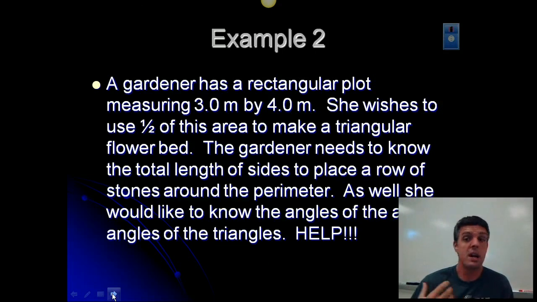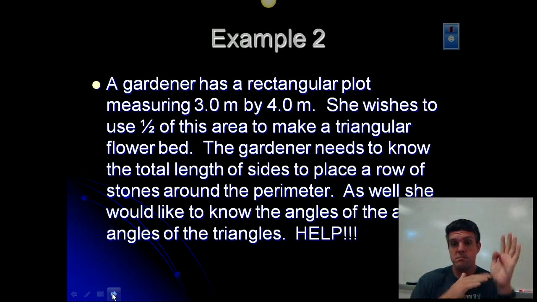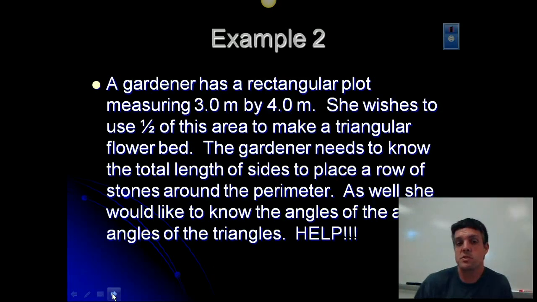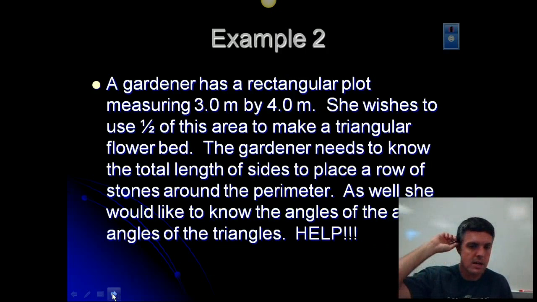What are we looking at? We're looking at a gardener that has a rectangular plot measuring 3 meters by 4 meters. Just a rectangle. She wishes to use half of it to make a triangular flower bed. The gardener needs to know the total length of the sides to place a row of stones around the perimeter. As well, she'd like to know the angles of the acute angles of the triangle. One of them's a 90 if you can think about a rectangle cut in half.